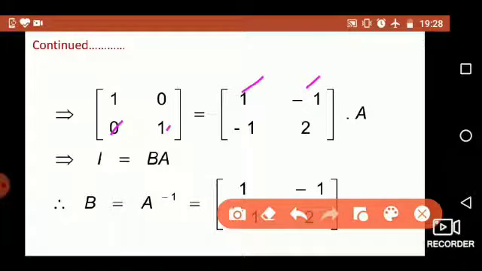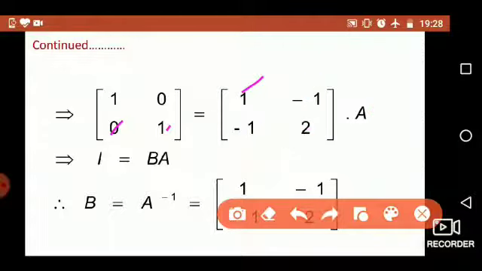And in the previous slide on the right hand side we have 1, minus 2 in the second row. We are multiplying the second row by minus 1 also. Therefore, minus 1 into 1 gives minus 1. And minus 1 into minus 2 gives 2, into matrix A.